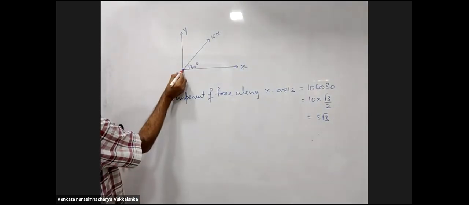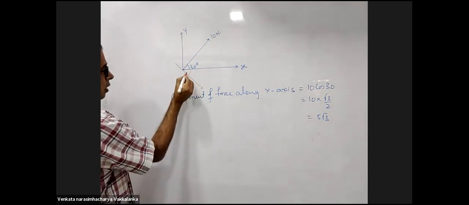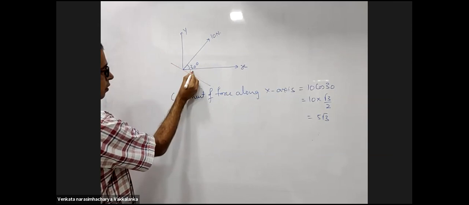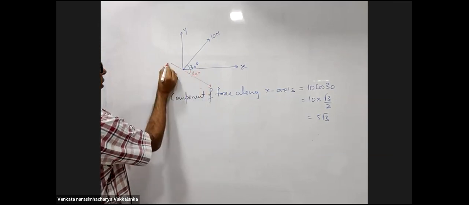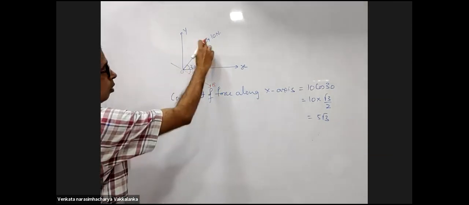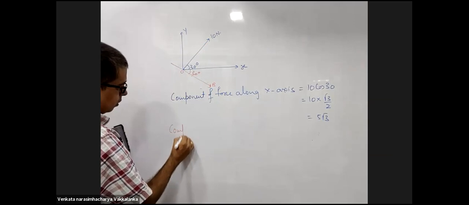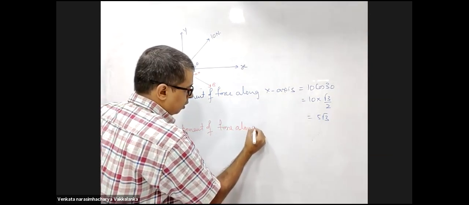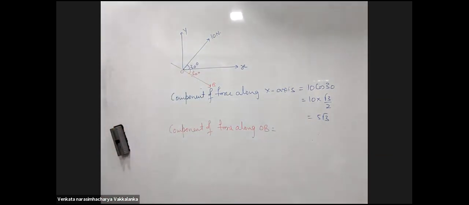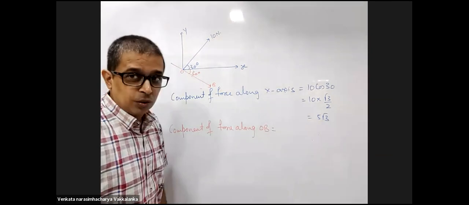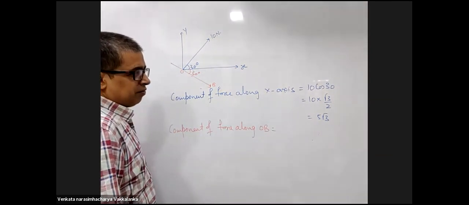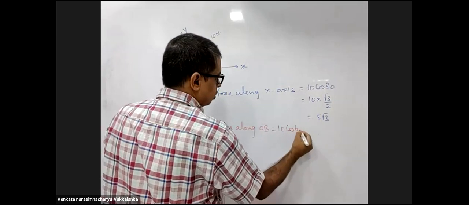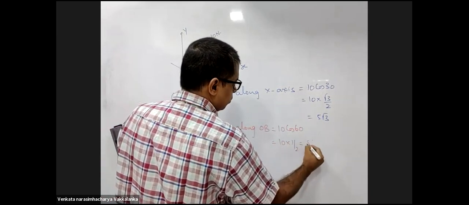Now listen. I have a reference line along this direction. This angle I am giving you is 30 degree. Call this OB. Component of this force along OB. Somebody told the answer. Sir, 5 Newton. 10 cos 60, 10 into 1 by 2, 5 Newton.